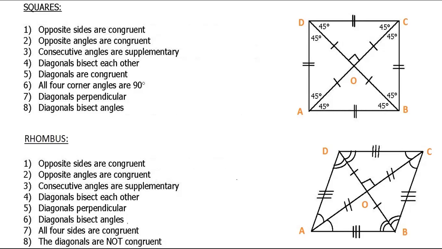Angle A and angle C are bisected by the diagonal AC. Similarly, angle B and angle D are bisected by the diagonal BD.